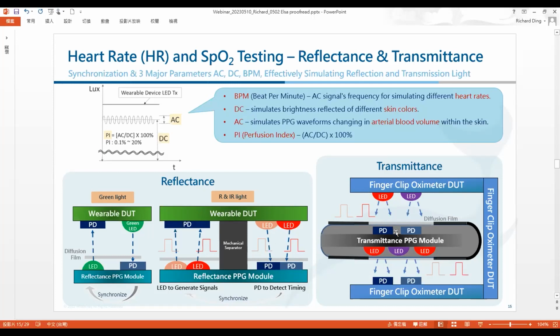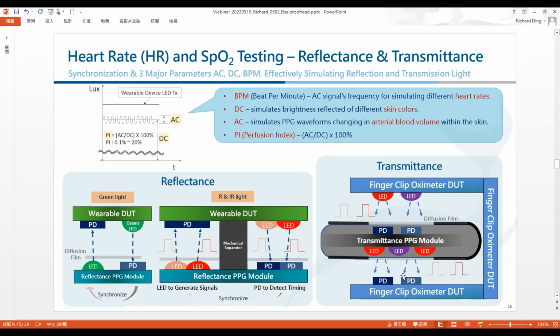It's the same idea, but because of the transmittance, the LED and the PD are on different sides. It's not on the same side here, right? This is a different side. So the simulator must simulate the finger, okay, the finger. So the finger here, the upside, if the DUT upside is LED, then the simulator finger must have the PD here. Okay, another one is here. It's the same. When the LED emits red and infrared light, the PD will synchronize with the DUT LED and they emit the different LED light to the DUT PD here.